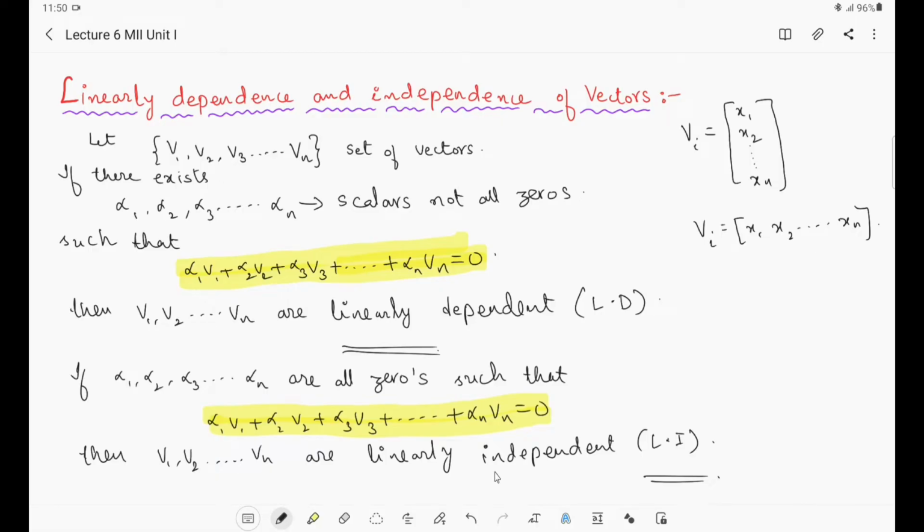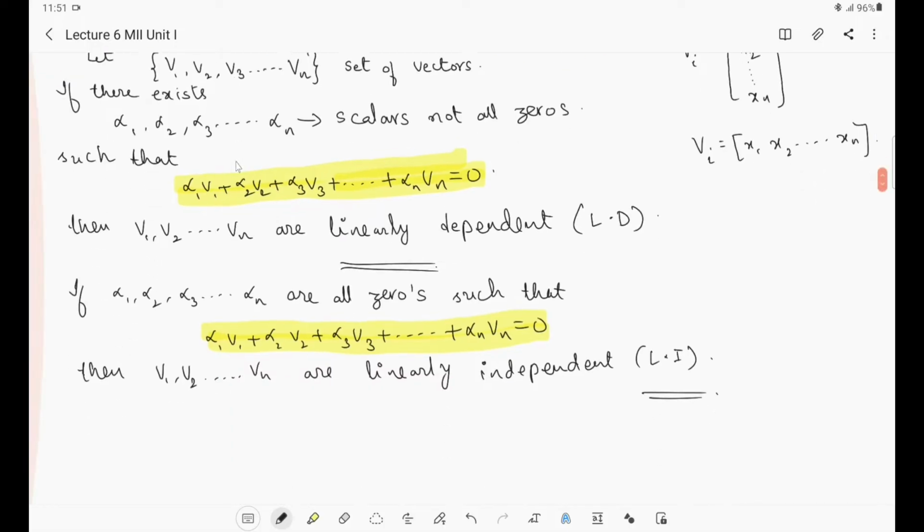So this definition may be asked in the examination for 2 marks. But while solving problems, what will be given in the questions? Vectors will be given, v1, v2, v3 and so on, like 3 to 4 vectors will be given in the examination, and you will be asked to check whether they are linearly dependent or independent.